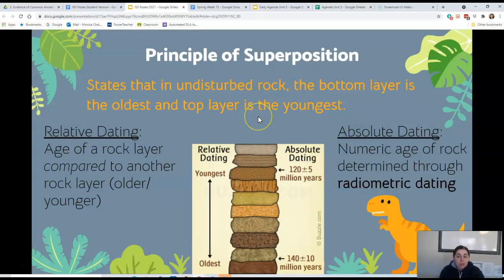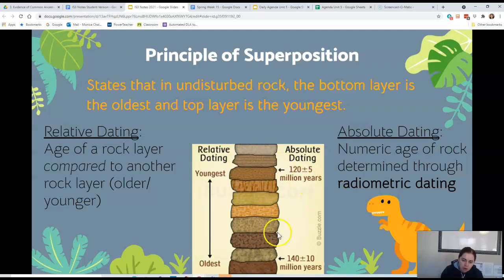So now we're going to look at the principle of superposition, which I believe we talked about at the beginning of the year. I'm hopeful that this is not completely new. I really feel like we did. I can't remember though. The principle of superposition states that in undisturbed rock, the bottom layer is the oldest and the top layer is going to be the youngest.